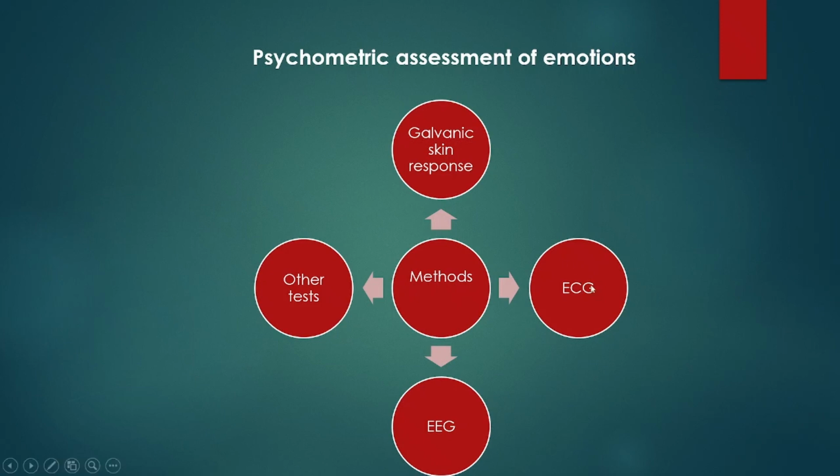of the skin. Coming to the ECG, it helps us read the changes in rate and rhythm of the heart during emotional arousal. Then the third assessment, EEG. EEG means electroencephalogram. Here the brain's rhythmic activity is measured in this test. Then finally other tests, where the changes in muscle tension, breathing rate and blood pressure during emotional arousal are measured. These are the four tests we can mainly use in the psychometric assessment of emotions.